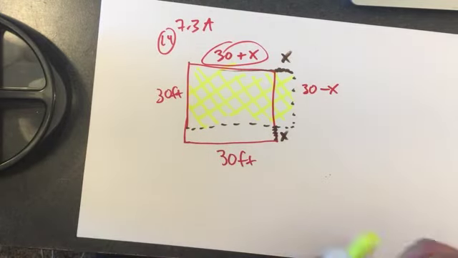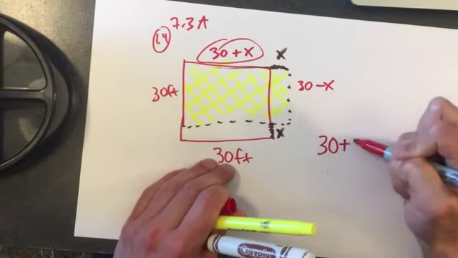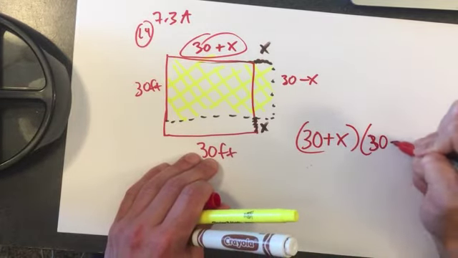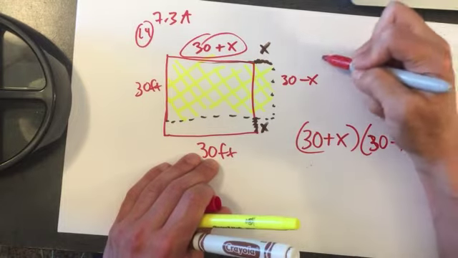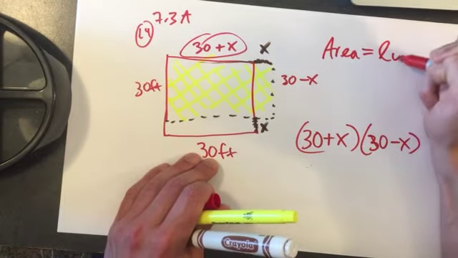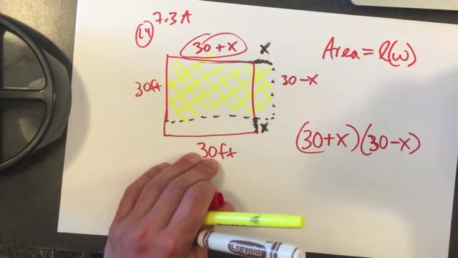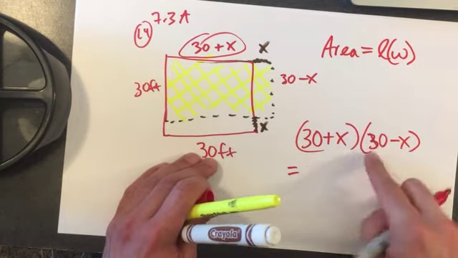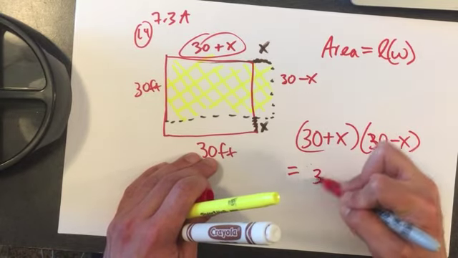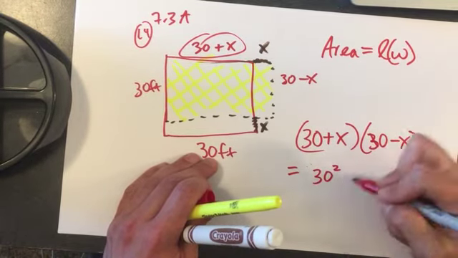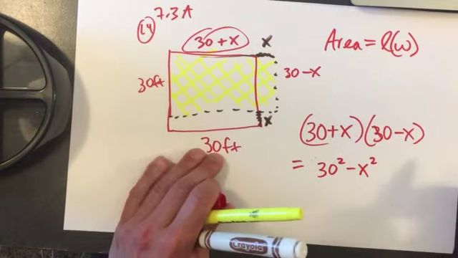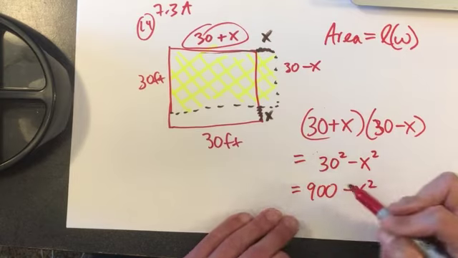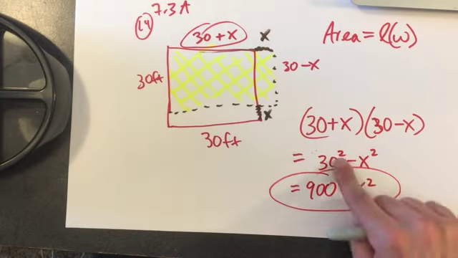So our new area can be found by 30 plus x times, pardon me, 30 minus x. Because remember, our area is just length times width. And so here's my length, here's my width, and this is going to equal 30 squared minus x squared. And so this is going to be 900 minus x squared. That's our final answer, because 30 squared is 900.